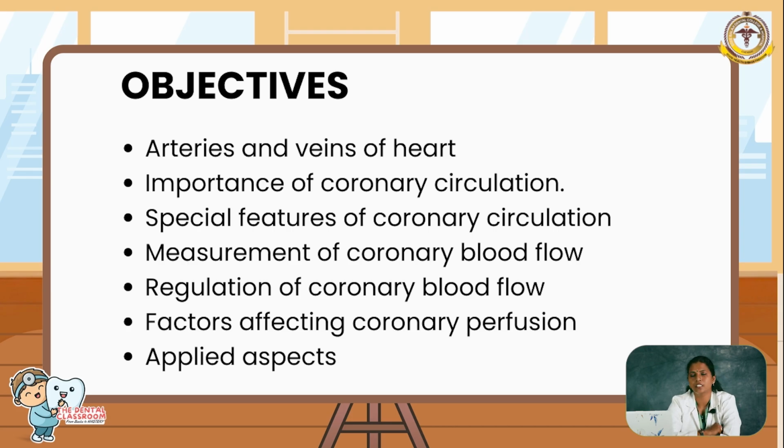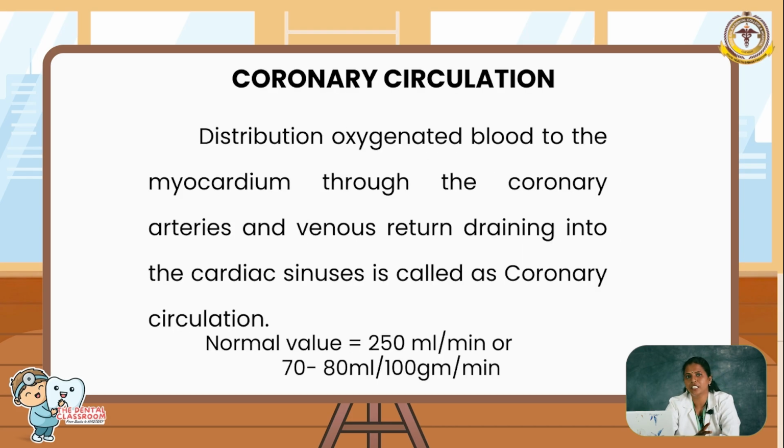The coronary arteries. So what is the coronary circulation? It is nothing but the oxygenated blood supplied to the heart through the coronary arteries, and the venous drainage that is taking place into the cardiac sinuses is called coronary circulation. Normal value is equal to 250 ml per minute. So if you go for 100 grams, it is 70 to 80 ml per minute, which is very high when compared to any other organ.